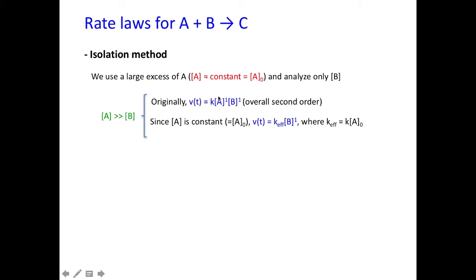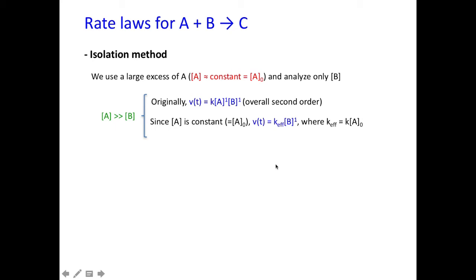So since A is a constant, which is approximated as the initial concentration of A, it's not equal but it's approximated. So our rate law can be simplified as an effective rate constant, k effective, multiplied by the concentration of B, just because the concentration of A is a constant. So a constant multiplied by another constant is equal to this constant here, k effective. Just remember, k effective is the real rate constant of this reaction, multiplied by the initial concentration of A, which basically doesn't change. So this is an approximation.